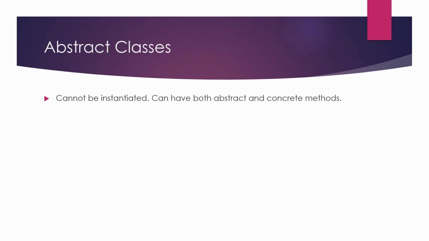An abstract class is a class that cannot be instantiated on its own. It can have both abstract methods, which must be implemented by subclasses, and concrete methods, which have a default implementation. This is useful when we want to provide a common base class with some default functionality while still enforcing specific implementations in derived classes.